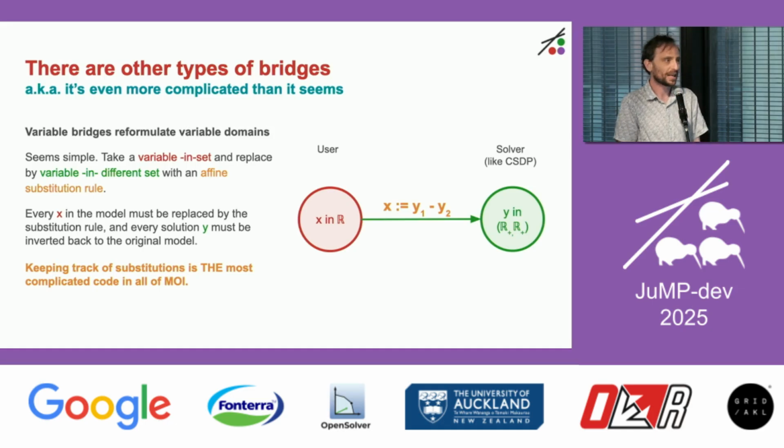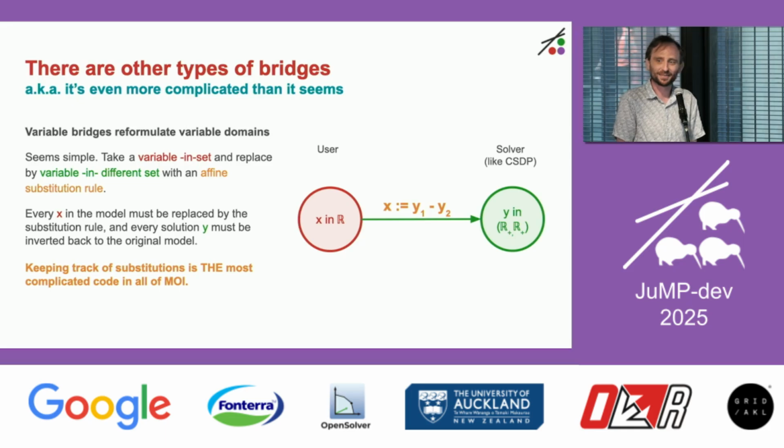There are yet more types of bridges. So there are constraint bridges, there is an objective bridge, there are also variable bridges. At the start I told you that CSDP did not support adding free variables. It can only support x is non-negative. So what happens in JuMP if you write down @variable of x, and x is a free variable? We actually have to add 2 decision variables to CSDP, both of which are non-negative, and then anywhere that x appears in JuMP, we have to replace that with x1 minus x2.